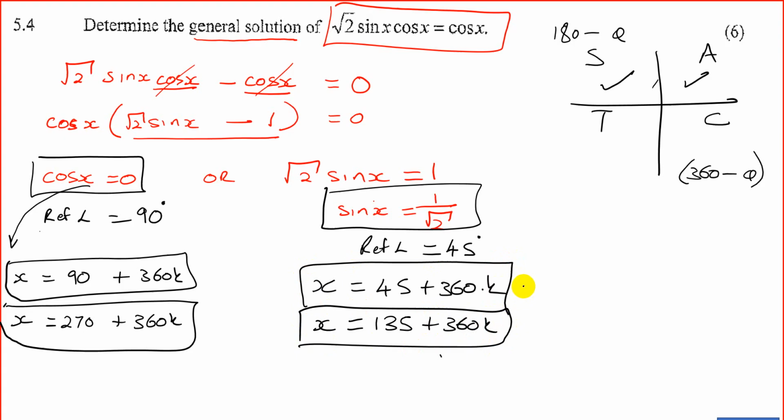Just to remind you, x is equal to 45 plus 360k, x is equal to 135 plus 360k, x is equal to 90, or x is equal to 270 plus 360k. And I did mention that we could actually condense this if we needed to. We now move on to the next question.